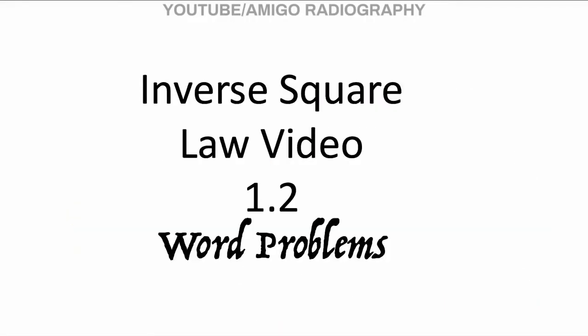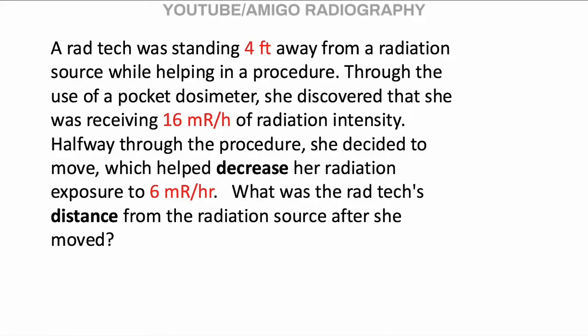In this video, we'll be going over more advanced word problems involving the inverse square law. A rad tech was standing 4 feet away from a radiation source while helping in a procedure. Through the use of a pocket dosimeter, she discovered that she was receiving 16 milliroentgens an hour of radiation. Halfway through the procedure, she decided to move, which helped decrease her radiation exposure to 6 milliroentgens an hour. What was the rad tech's distance from the radiation source after she moved?